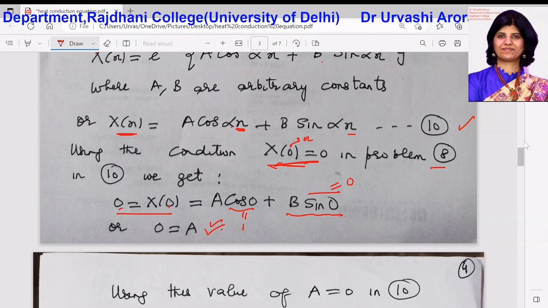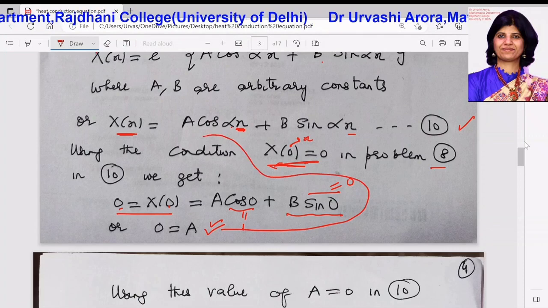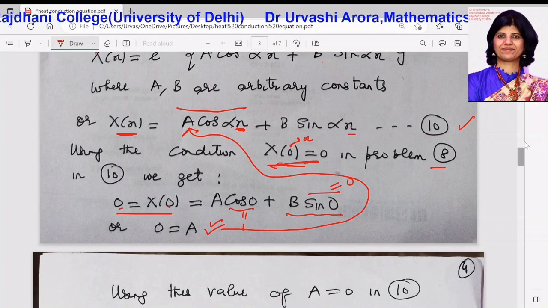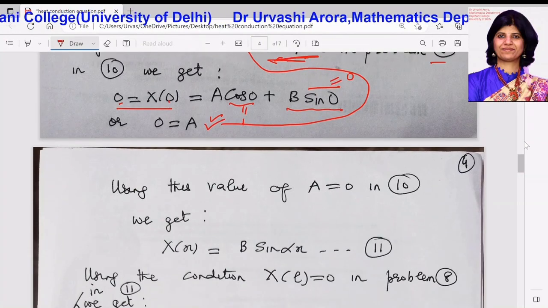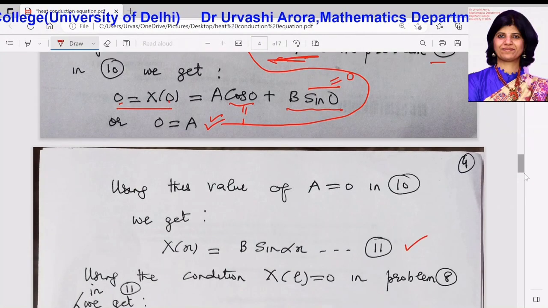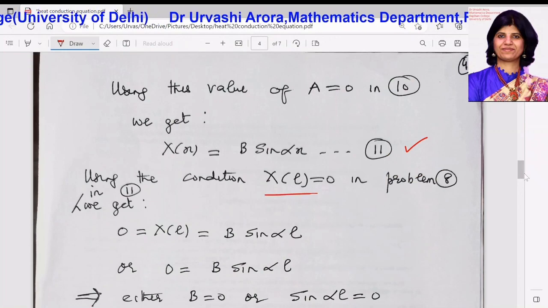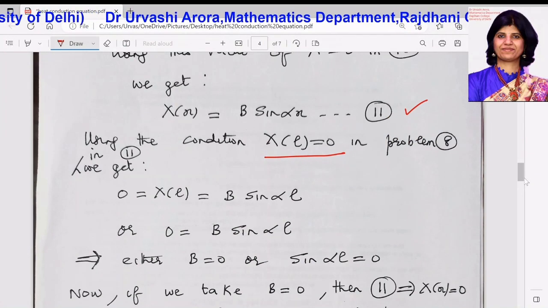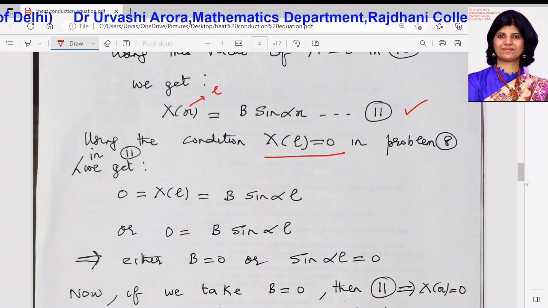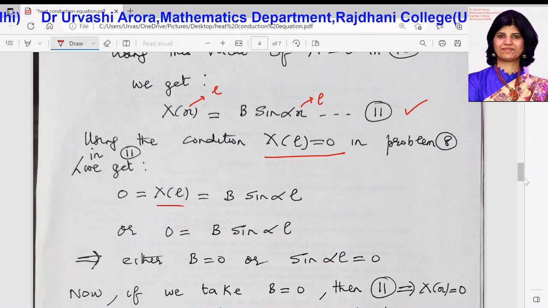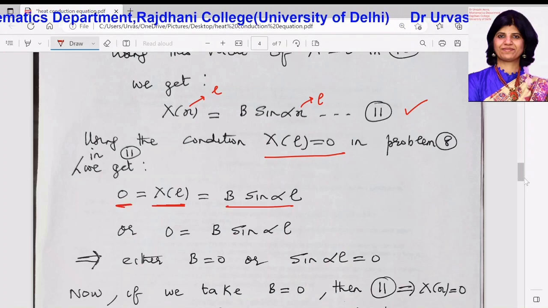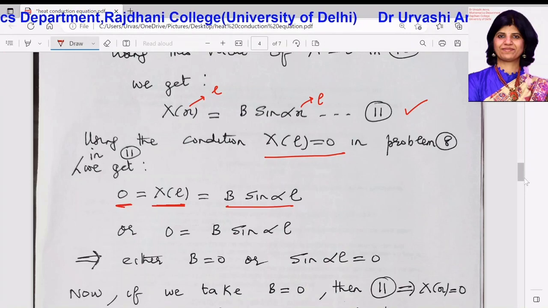Now using this value of arbitrary constant A, this term also vanishes, which means that X of x comes out to be B sin alpha x. This we have marked as 11. Now using the second condition, X(L) equal to 0, which was given in problem 8, I have to replace small x by L. So I replace small x by L and I get X(L), but X(L) is 0, and 0 is equal to B sin alpha L. So this is the expression that we have.